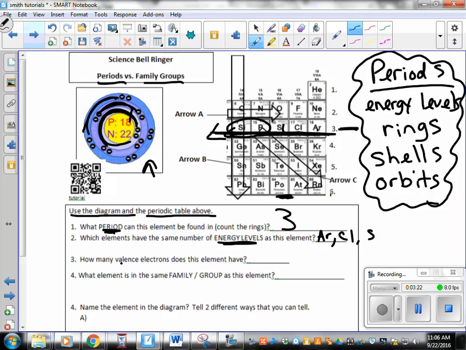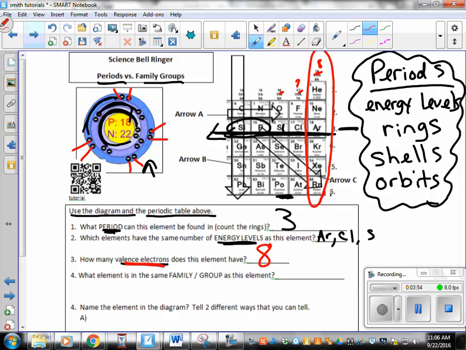How many valence electrons does this element have? Remember we said valence electrons are those family numbers. So group 18 has 8, 17 has 7. So valence electrons are the ones in the outside shell. 1, 2, 3, 4, 5, 6, 7, 8. 8 is special. I already know 8 is full. That's going to be one of these in the noble gases.